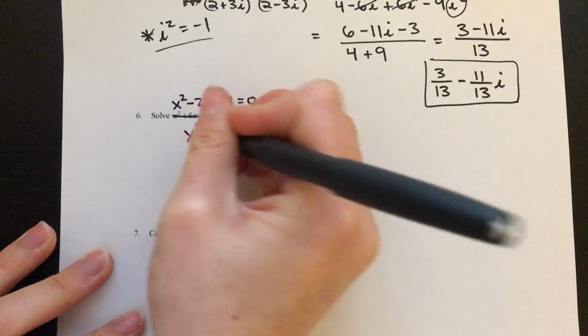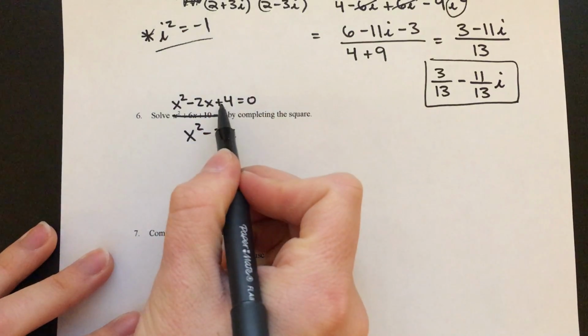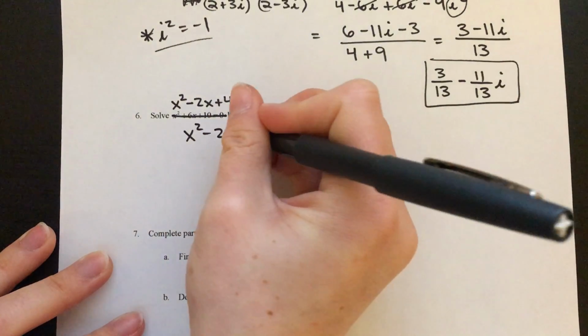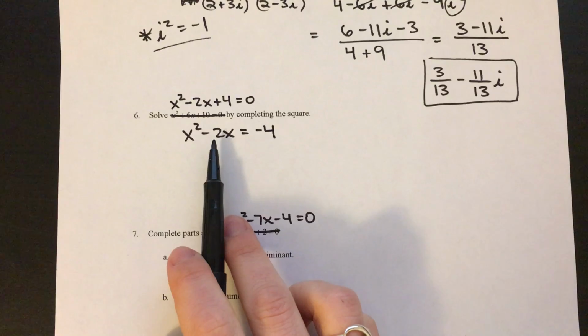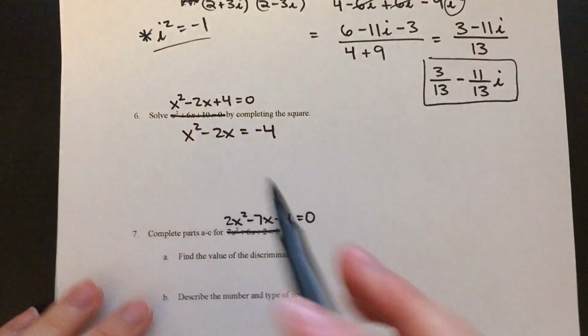So we're going to have x squared minus 2x, and I'm going to subtract this 4 over here to get it out of our way. Okay, that's always the first step. Second step is you take whatever number is right here. First you cut it in half, and then you square it. So when you take half of negative 2, that's negative 1, and then you square it, which would be positive 1.